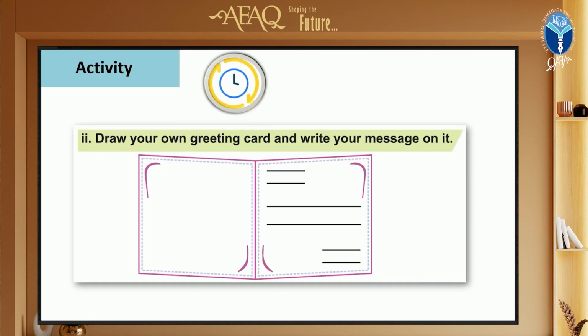Draw your own greeting card and write your message on it. You can draw a beautiful greeting card. Write the name of the addressee, write the name of the sender and then write a beautiful message which you want to convey to the other person.